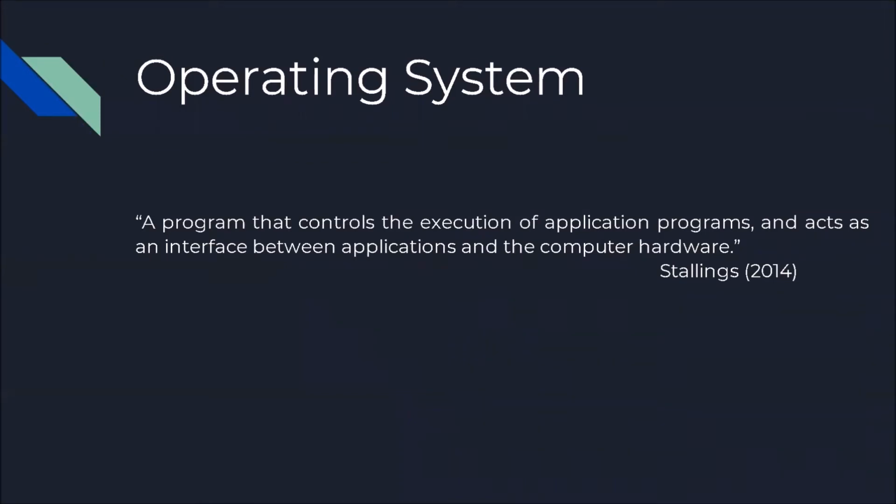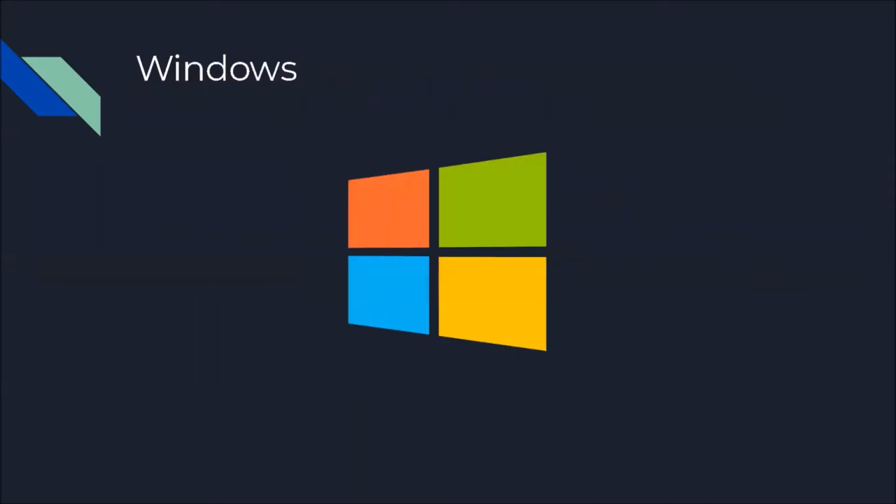First, it is important to refresh what an operating system is. An operating system is a program that controls the execution of application programs and acts as an interface between applications and the computer hardware. The operating system is in charge of ensuring convenience, efficiency, and ability to evolve.